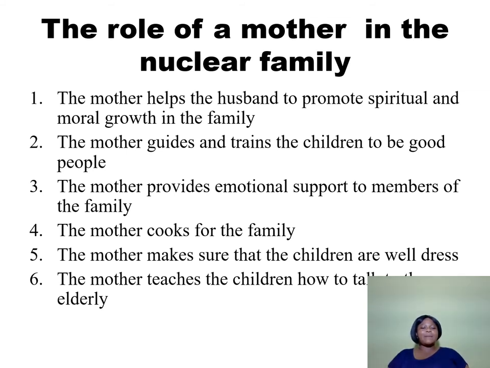Then five, the mother makes sure that the children are well dressed. We give mommy money to buy us our Christmas dress, our outfit that we are wearing. Mommy makes sure that we are well dressed. Good. And number six, the mother teaches the children how to behave towards the elderly. When you see an elderly person, what do you do? You bow and greet. Good morning, good afternoon, or good evening, with your hands at your back. So the mother teaches us all these things, okay?